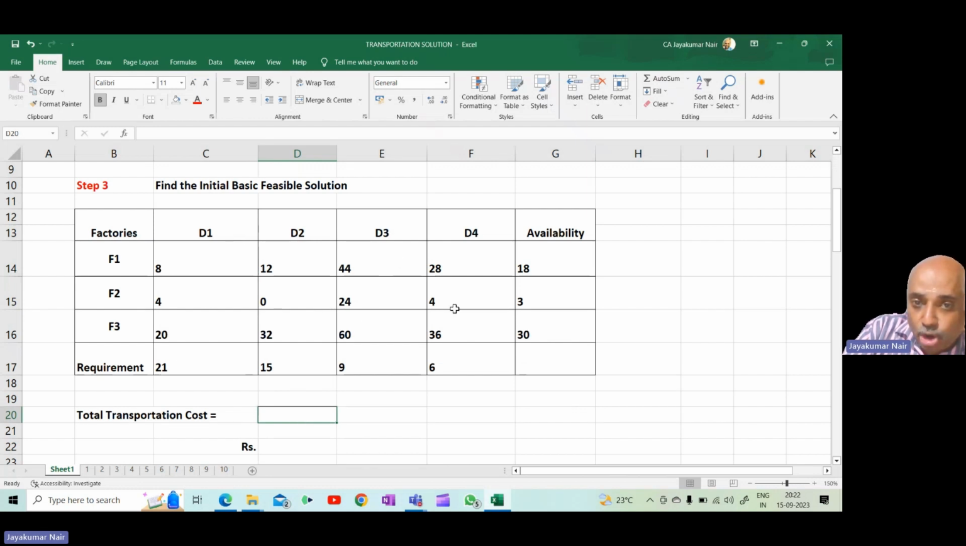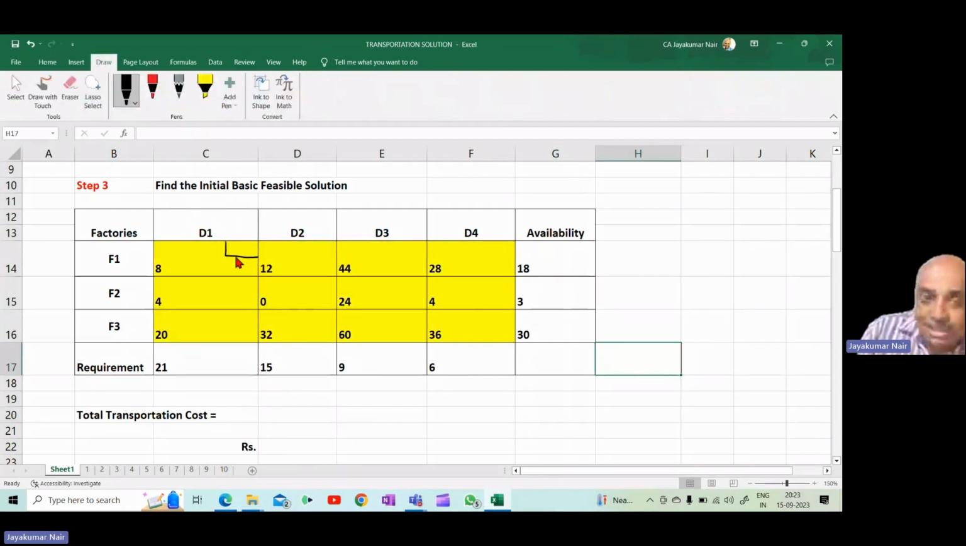Okay, so I have copied the matrix, whatever is given to you. Now in this matrix, you know that these are the cost cells. If you want to transport 1 unit of product from factory 1 to destination 1, you have to spend 8 rupees. In the matrix, see what the topmost corner cell is. We call it the northwest corner cell. In this cell, you must see how many units you have to allocate. You know the availability is 18 and the requirement is 21. The lower of the two you will allocate here.